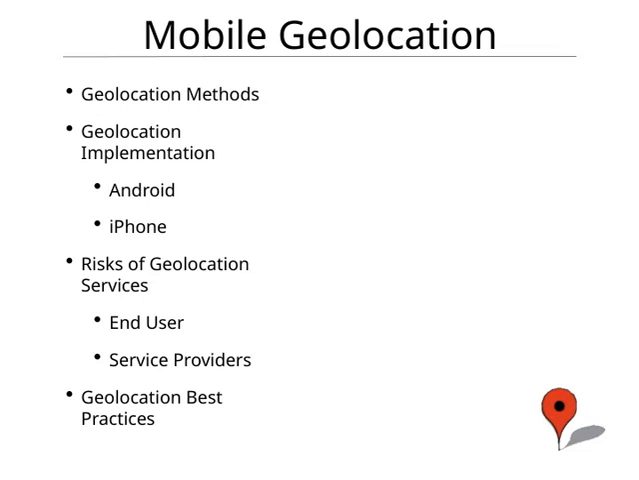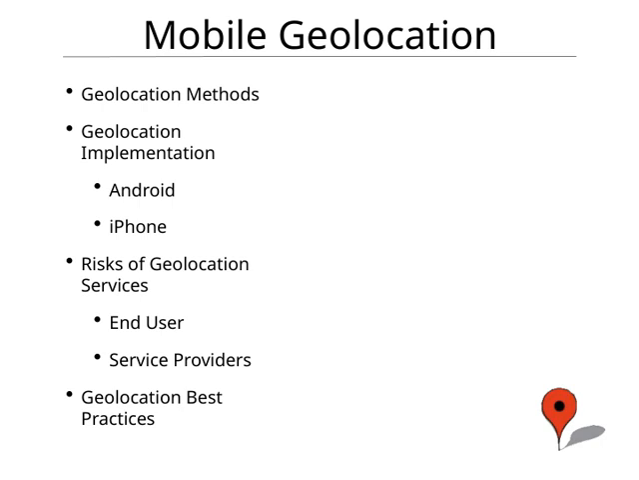Let's take a closer look at mobile geolocation. First, we have the different methods of geolocation, which include GPS, Wi-Fi, cell tower triangulation, and IP address detection. Each of these methods varies in accuracy and use cases, so understanding them helps us choose the right approach for our needs.